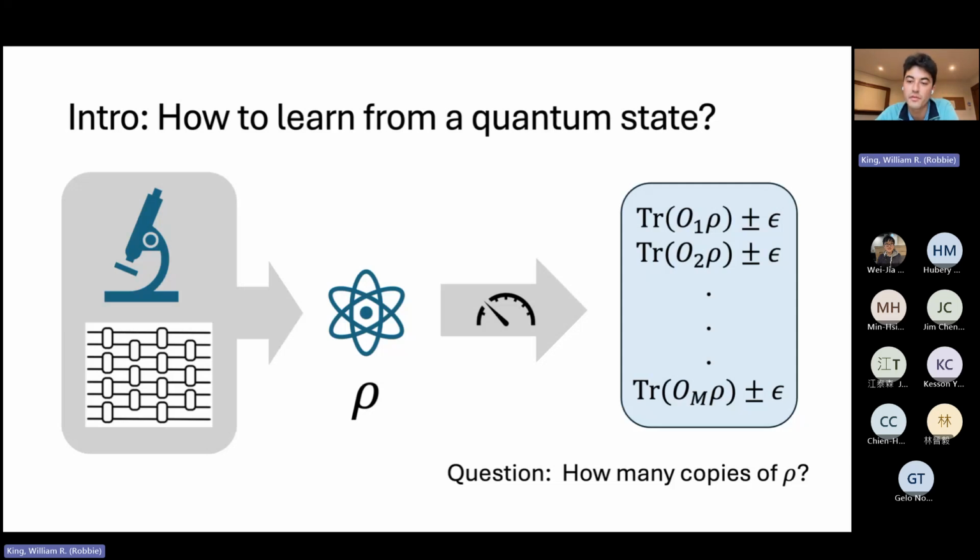So that's what we have on the right. We have O sub 1 up to O sub M. So we have capital M many observables that we would like to measure. The task is to consume copies of the unknown state and to output these estimates, each to precision epsilon. A question you can ask is how many copies of the quantum state are necessary to achieve this? Maybe these quantum states are expensive to produce, so we would like to minimize the number of copies that we need.